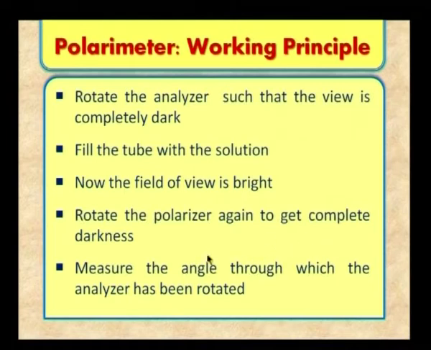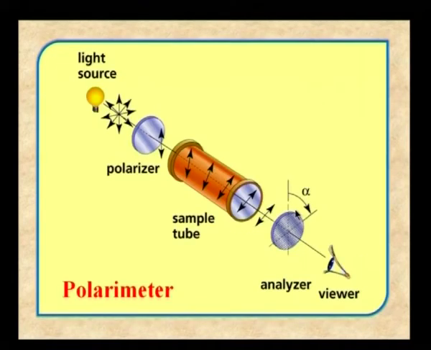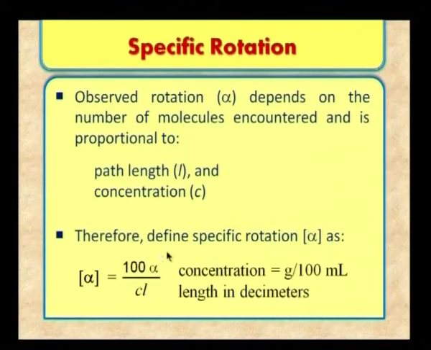Then rotate the analyzer again to get complete darkness. Measure the angle through which the analyzer has been rotated to obtain complete darkness, that is the angle alpha, that should be substituted in the expression that I showed you earlier to obtain what is called the specific rotation. The alpha, the specific rotation, this is the angle alpha. What is angle alpha? Angle alpha is the angle through which the analyzer is rotated to obtain complete darkness in the field of view.